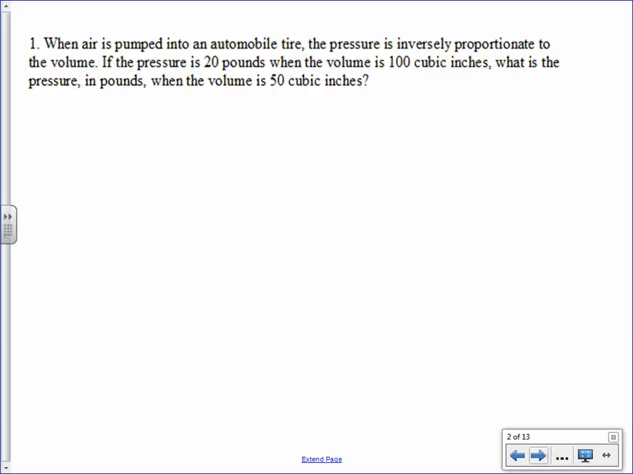When air is pumped into an automobile tire, the tire pressure is inversely proportionate. As soon as you see inversely proportionate, xy equals xy. Another phrase that means the same thing as inversely proportionate would be varies inversely. You see either one of those, you write xy equals xy.